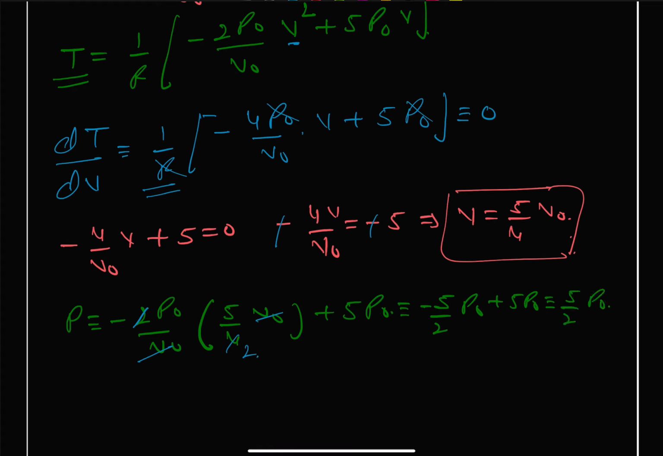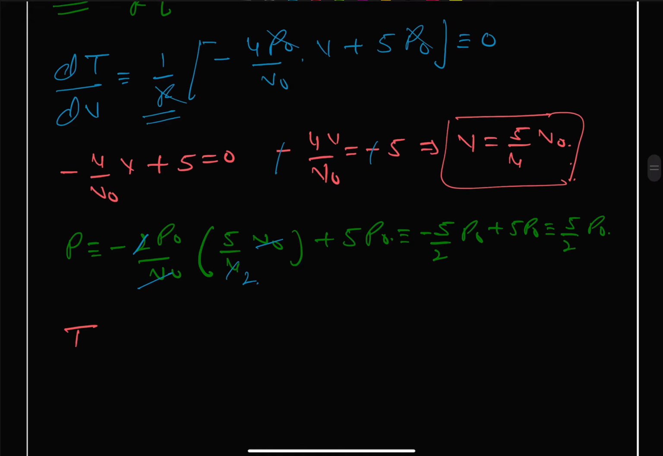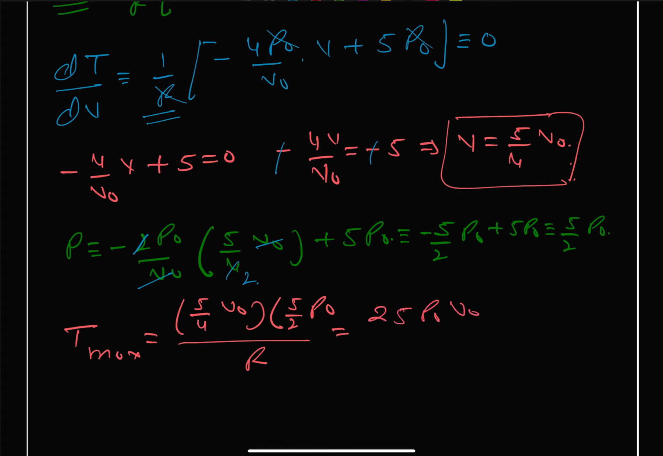Now we can find out our maximum temperature. So we can say our T max will be equal to, we already know the value of P and V, we substitute it, we get 5 by 4 times P naught, 5 by 4 is V naught, and this comes as 5 by 2 times P naught divided by R. So this gives us 25 P naught V naught divided by 8 times R. So this is our maximum temperature.